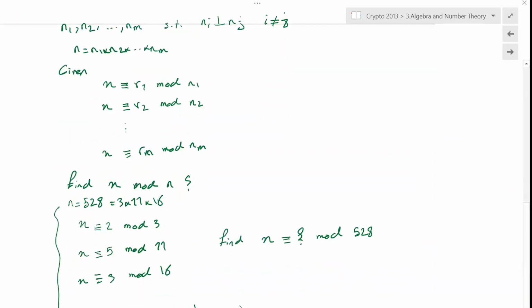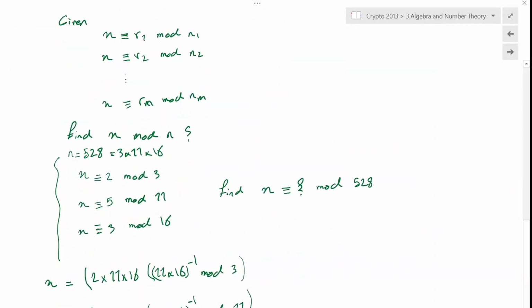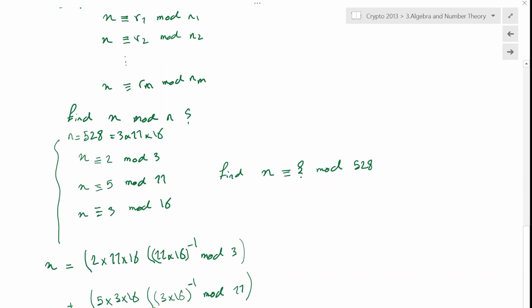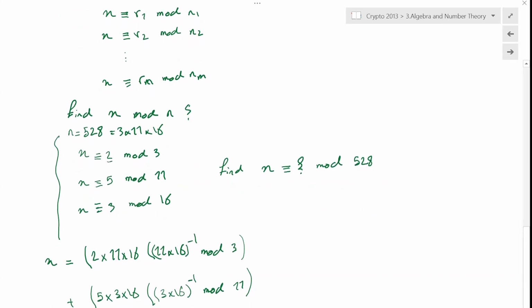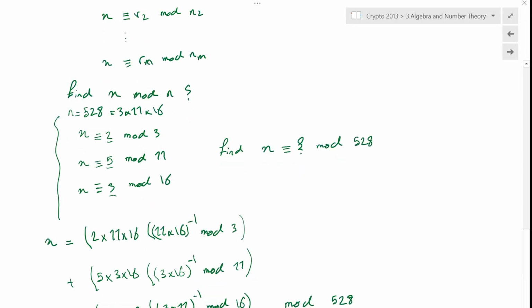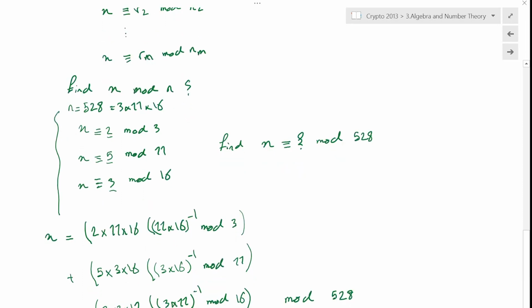Okay, in this one, the 2, 5, and 3 come from where? Oh, here. The remainder of x is 2 mod 3. The remainder of x is 5 mod 11. And the remainder of x is 3 mod 16. This 3, the remainder from what?